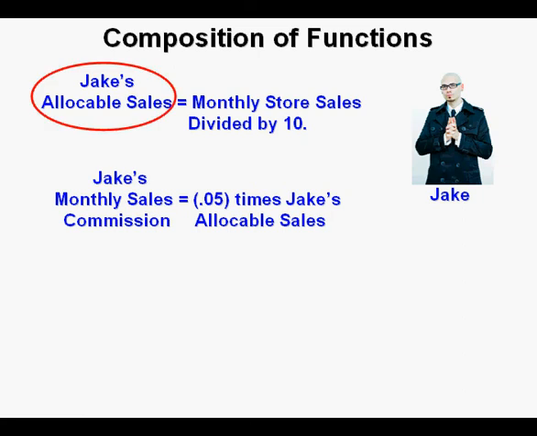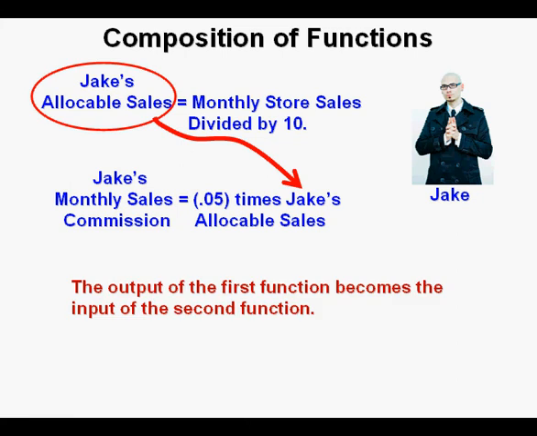And here's the composition part. This first calculated value according to the first function, Jake's allocable sales, the output of the first equation or function, becomes the input or independent variable of the second equation or function and is plugged into that next function as input. So the output of the first function becomes the input of the second function.